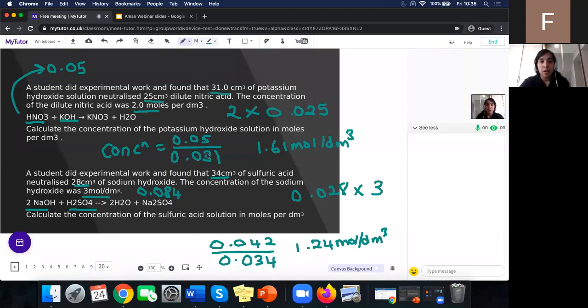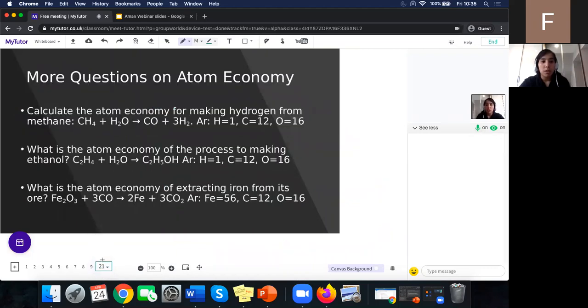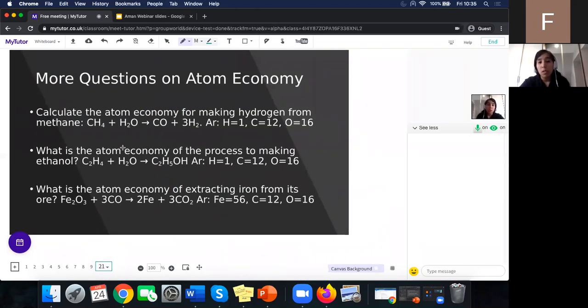Good. I don't think there are any more Q&A questions, so we'll move on to some more exam questions. If we go back to atom economy, which is what we did right at the beginning, let's calculate the atom economy for making hydrogen from methane. They've told us we want to make hydrogen. They've not mentioned carbon monoxide, so hydrogen is the desired product.